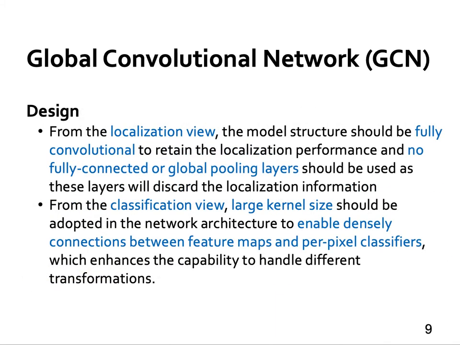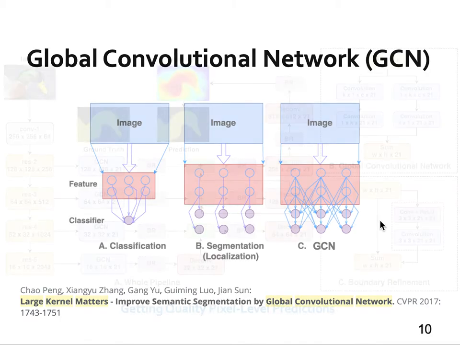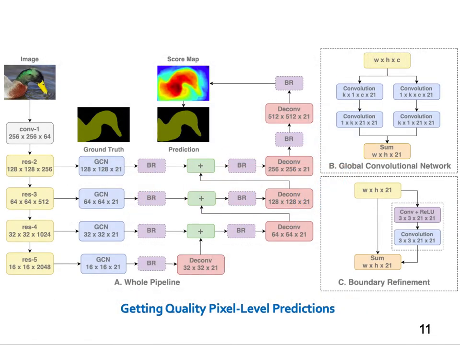Therefore, to make our model spatial sensitive, we want to avoid dense layers and pooling layers, making the model fully convolutional. Meanwhile, we want to use large kernels so that object type can be captured from an entire object. Here's a comparison between GCN and existing models, where we can see that GCN is fully convolutional and uses large kernels.